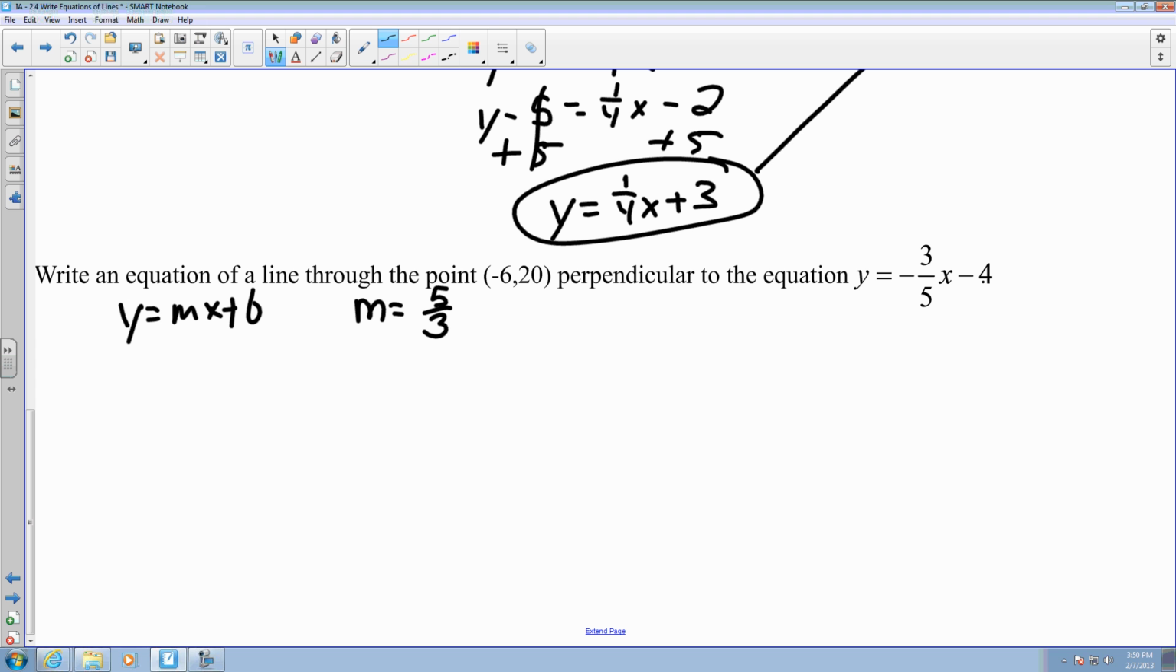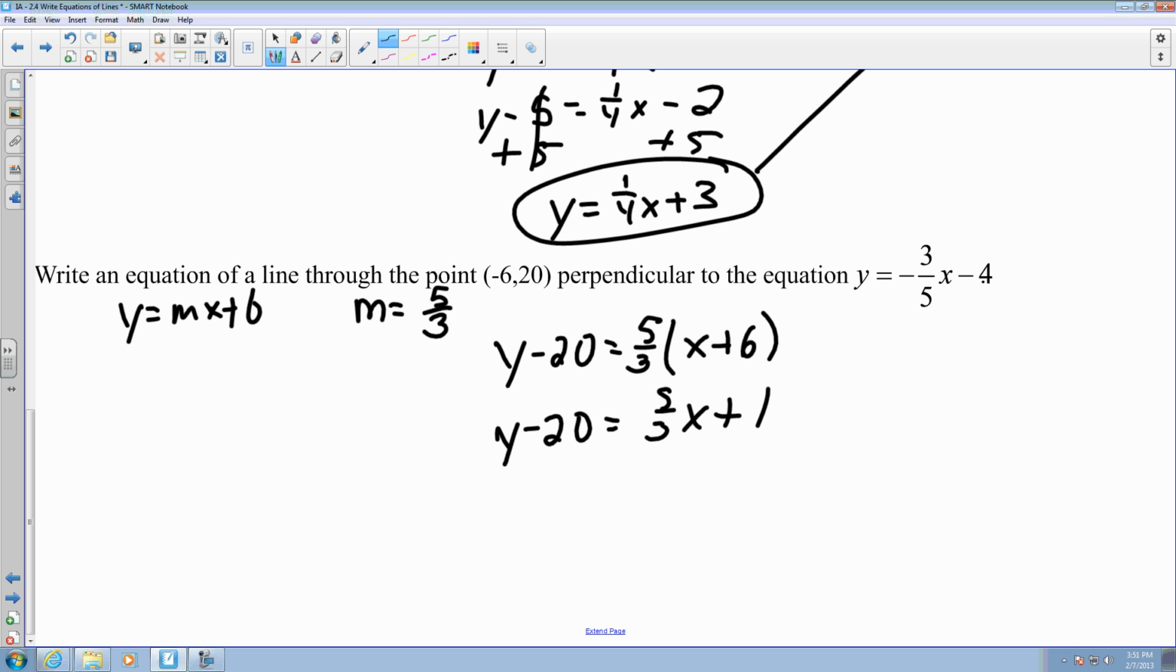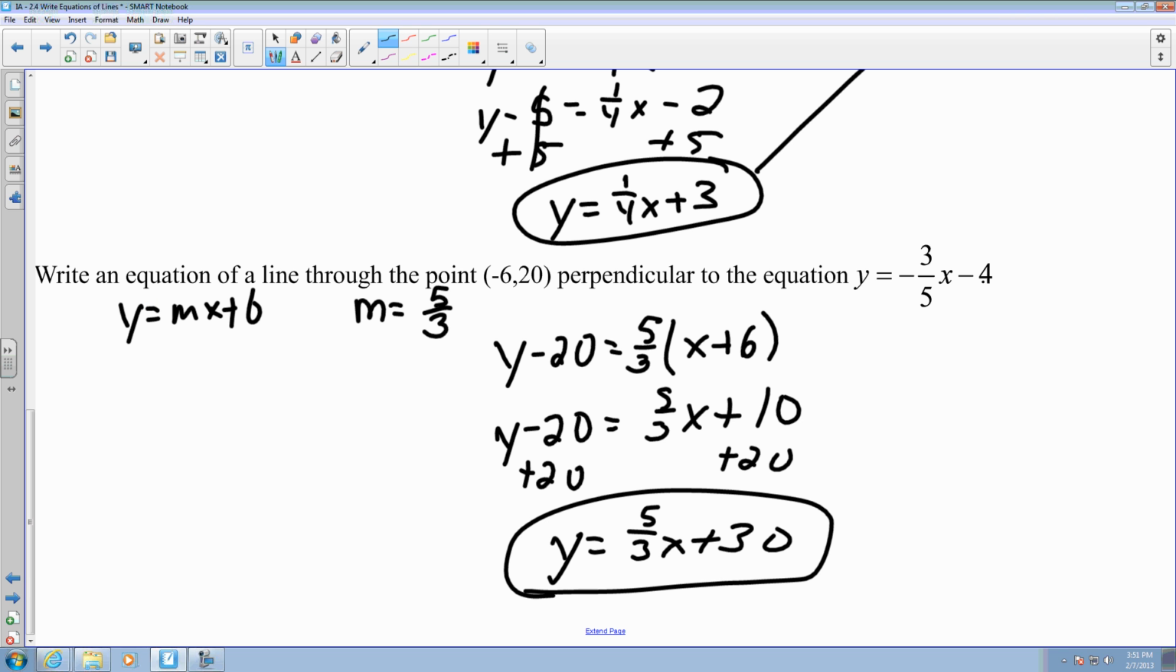From here, I'm going to put it into point slope form and then be able to get it into slope-intercept form. So I have y minus 20 equals 5/3 times the quantity x plus 6. From here, I can distribute that 5/3, so I'm going to say y minus 20 equals 5/3 x plus 10. I'm going to add 20 to both sides. So this leaves me with y equals, because we're going to get y by itself, 5/3 x plus 30. And here we have it. We have our y by itself. This slope is perpendicular to this one, and it crosses at negative 6 comma 20.